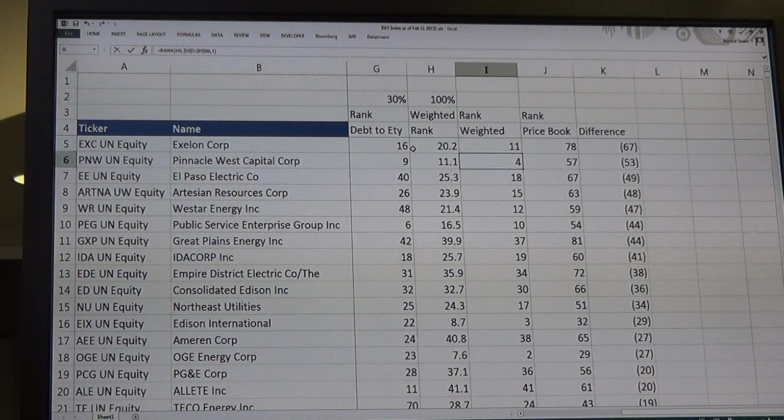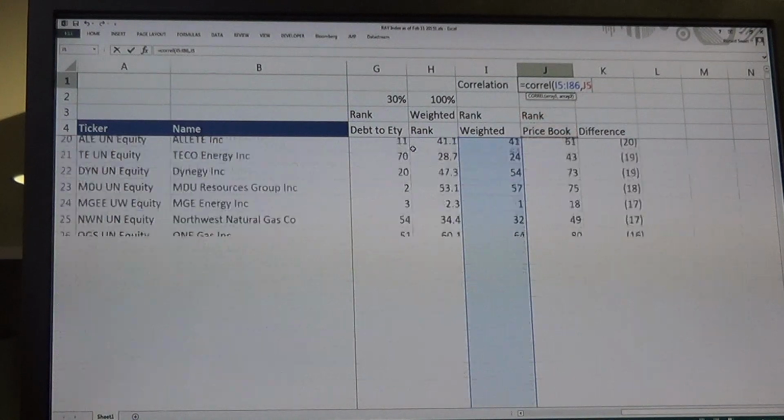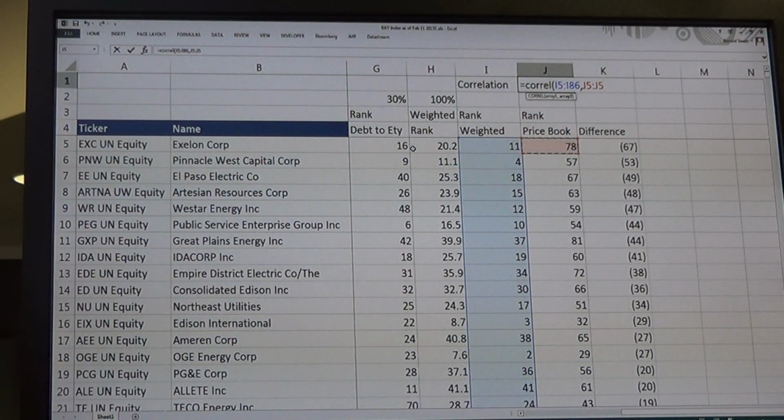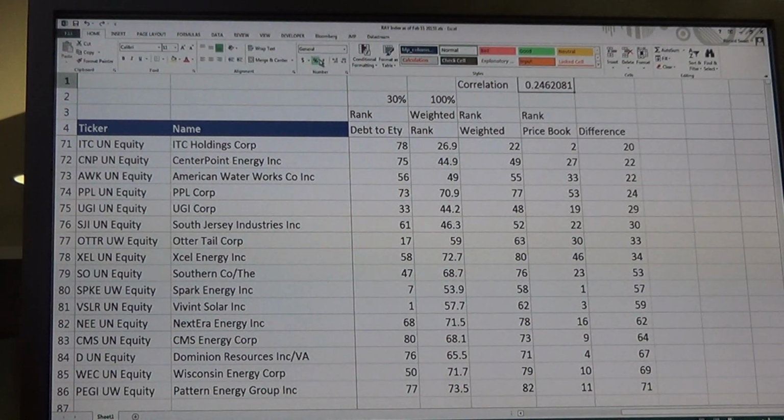Now, one thing we can do up here is the correlation of our ranking to the price to book. So I'm going to do equal CORREL, and I'll select our ranking, comma, the price to book, close parentheses. You can see what the correlation is. Good news is it's positive, so it's not negative. Bad news is it's not very high.